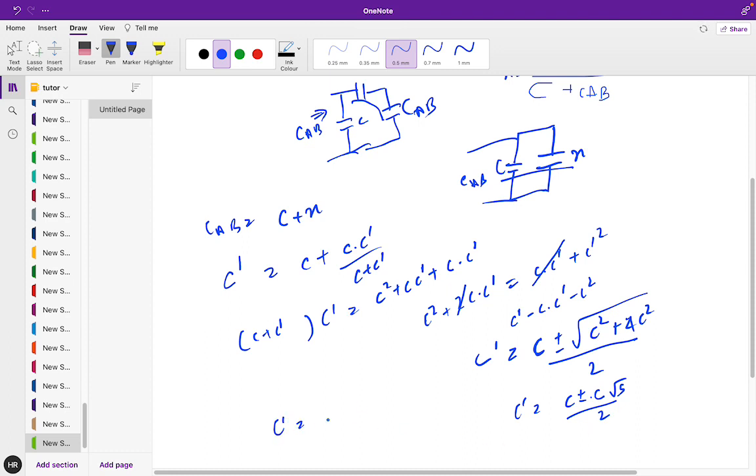So what will you get? C common, 1 plus minus root 5 by 2. You should not take the minus sign, because if you take the minus sign, the value of C will come negative. So what is the correct answer? C dash is equal to C by 2 times 1 plus root 5. So the answer will be D.